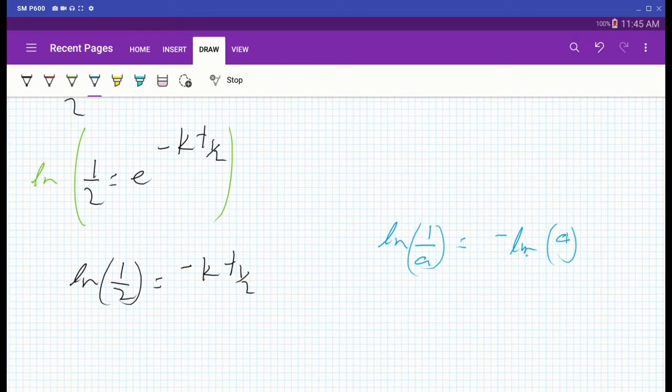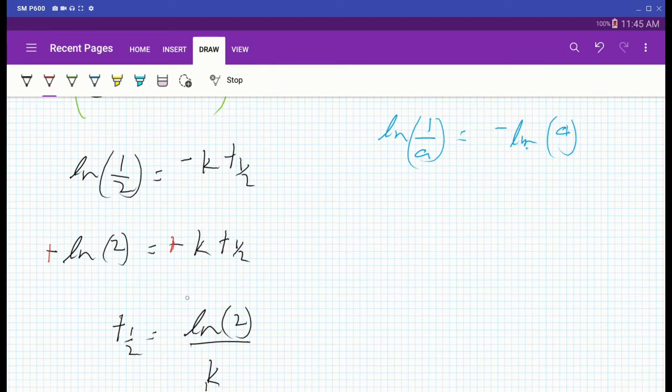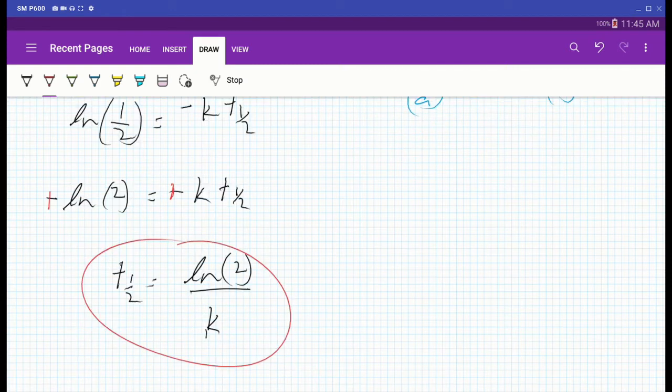So that means this expression becomes negative the natural log of 2 is equal to minus kt 1/2. And that leads to the expression t 1/2 is equal to natural log of 2 over k. So that is the half-life expression for a first-order reaction.